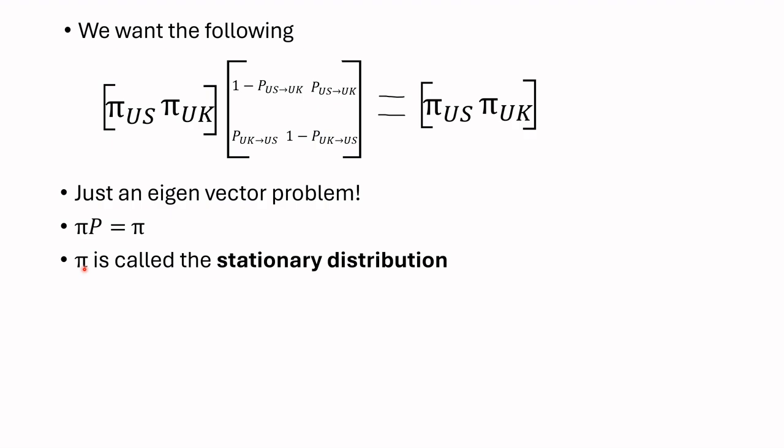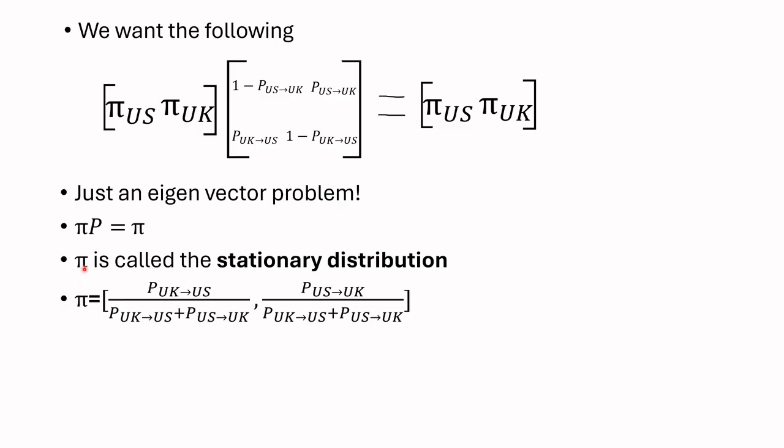And that's going to be a very important distribution for us. And just for this particular example, this ends up being the stationary distribution for this given transition matrix.